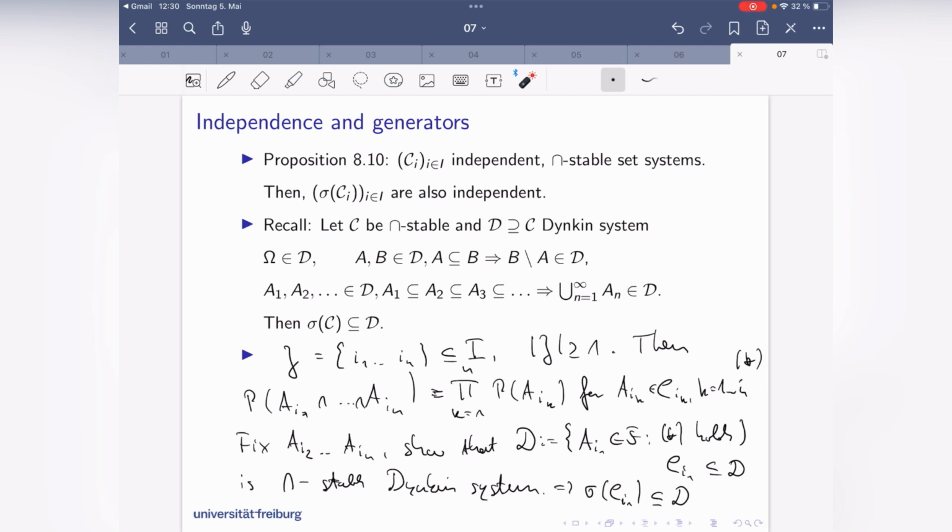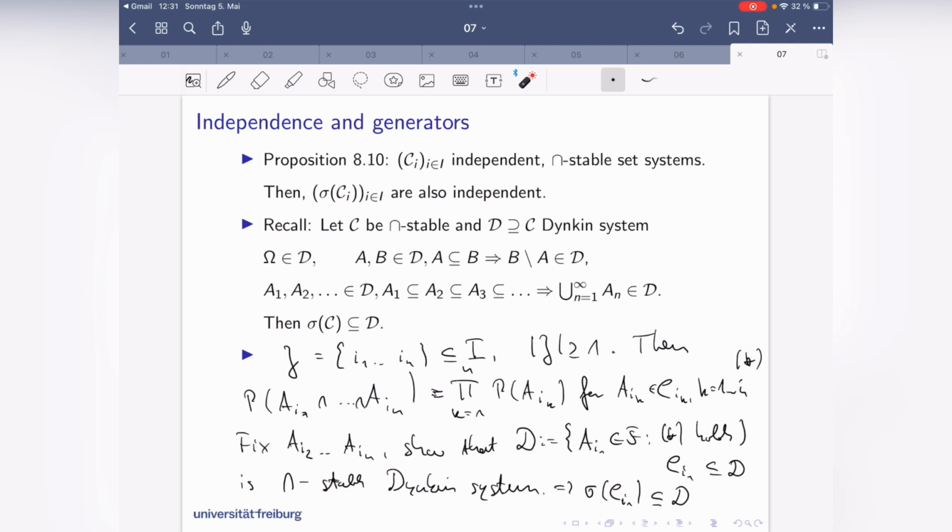Okay, and that's sometimes the case. It's a proof strategy. You say, well, I have some set system, and you prove it's an intersection stable Dynkin system. And then you can rely on this result, and then you have it for the sigma algebra.